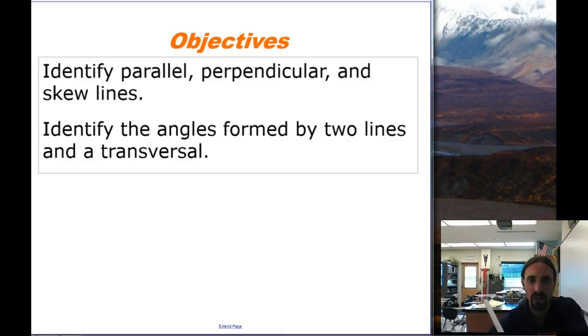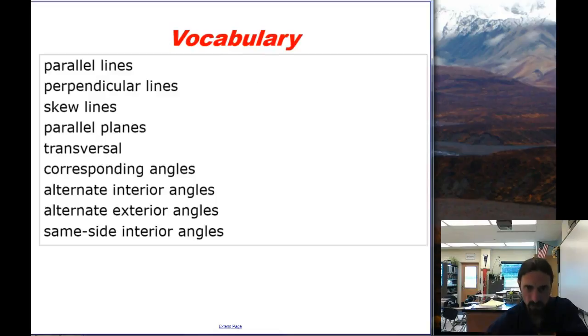All right, so let's identify parallel, perpendicular, and skew lines. Skew might be a new term. And then identify angles formed by two lines and a transversal. So there's a ton of vocabulary. Geometry is full of vocabulary, very technical terms. You're going to have all this vocabulary listed and understood by the end of this chapter.